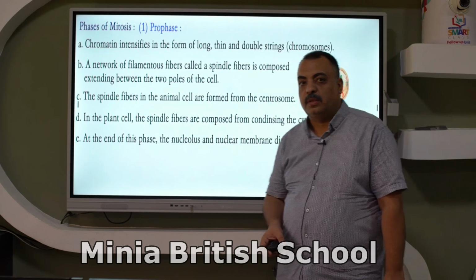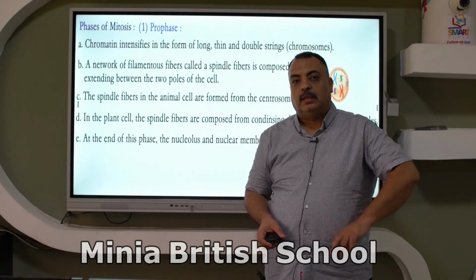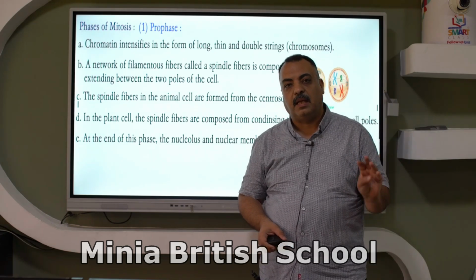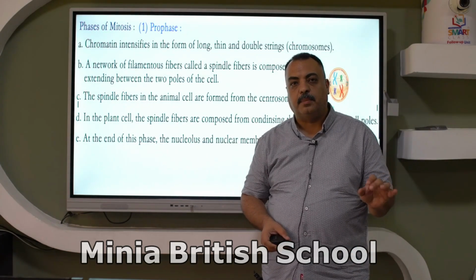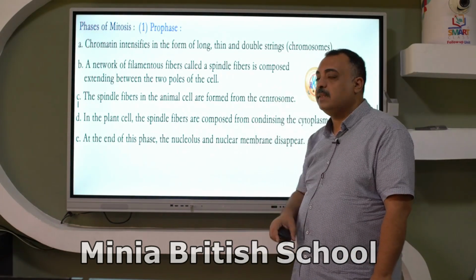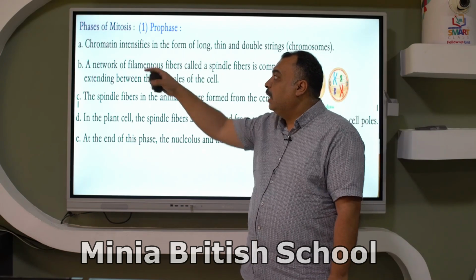Phases of mitosis. Mitosis depends upon four phases: prophase, metaphase, anaphase, and telophase. Firstly, the first phase is prophase.